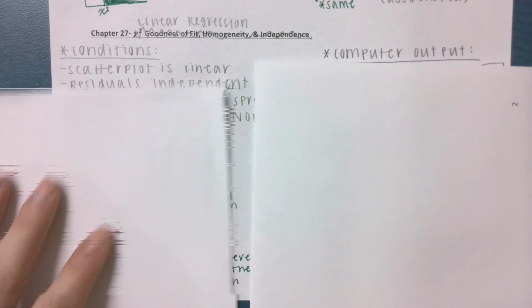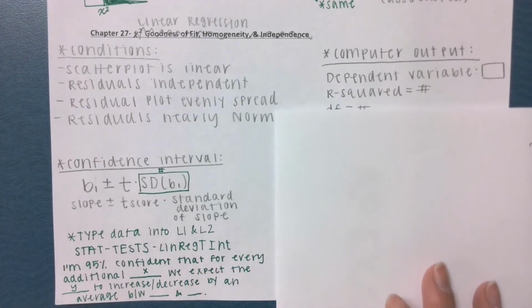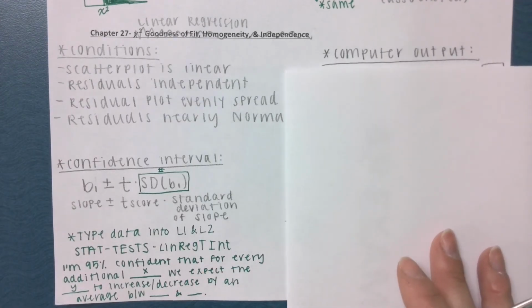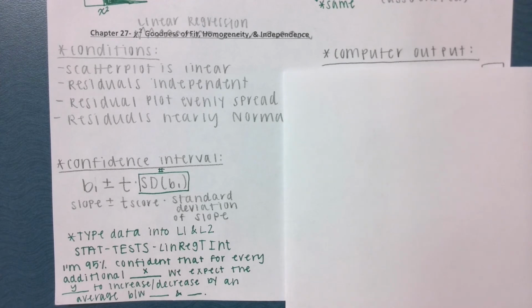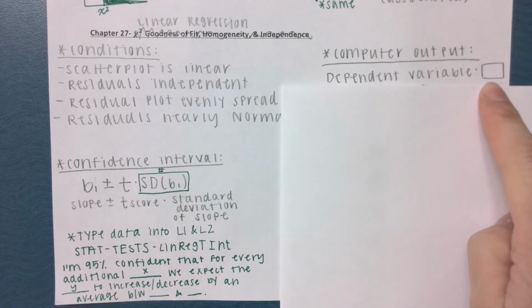Okay, the next thing we looked at was our computer output. So I'm going to have you just jot down this makeshift computer output, but it is really important that we know how to read this. On the computer output, the first thing that they typically give you is the dependent variable. I just have a box there because it's not going to be a number, it's going to be some kind of variable. So it might be test score, anxiety score, fuel economy, some sort of variable there.